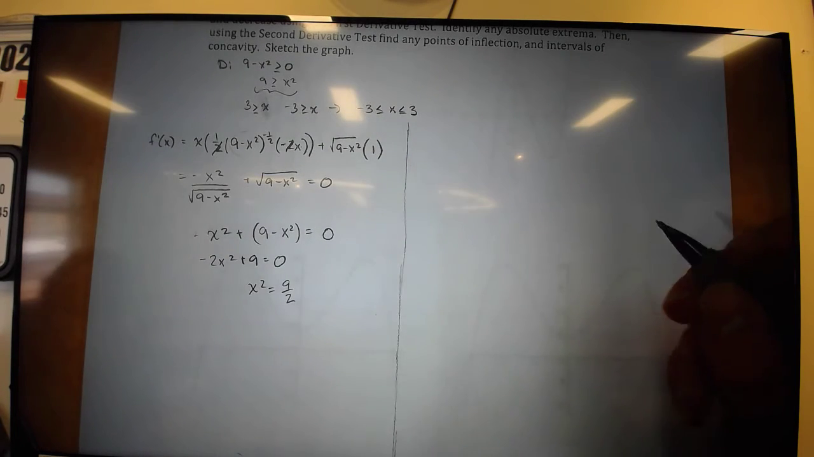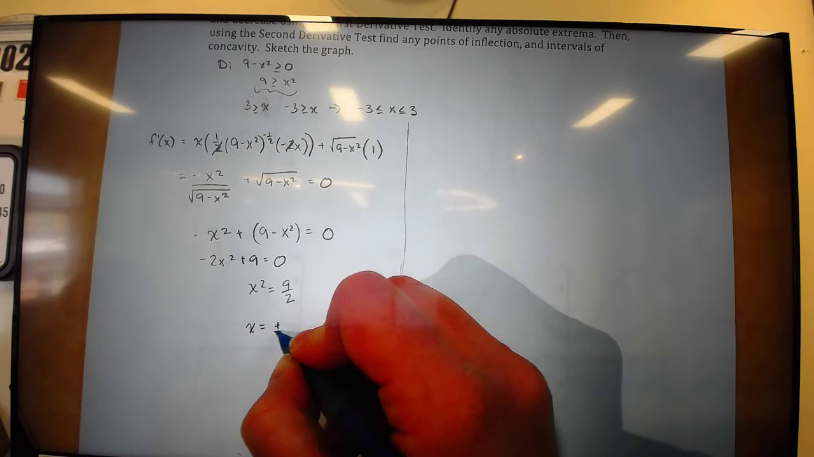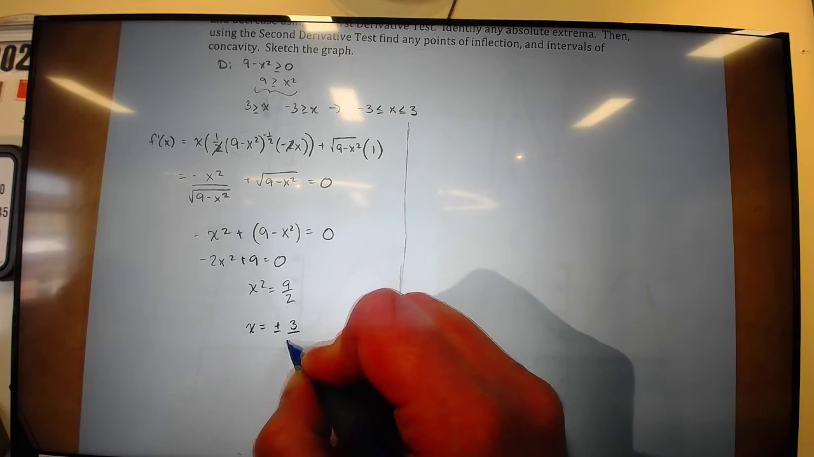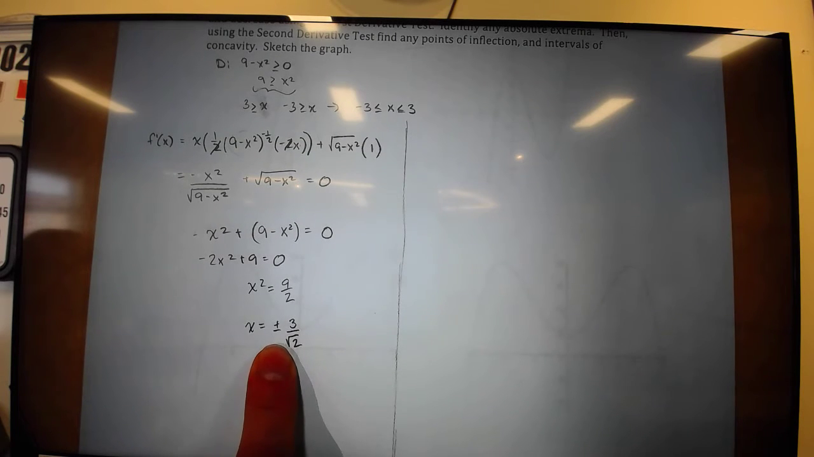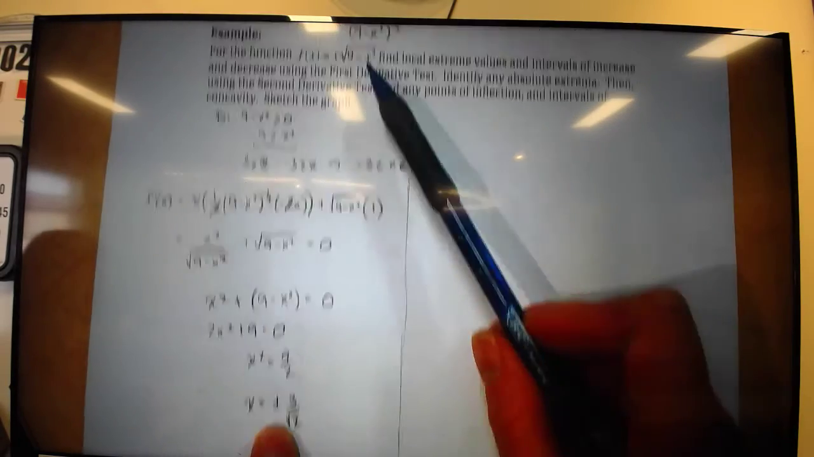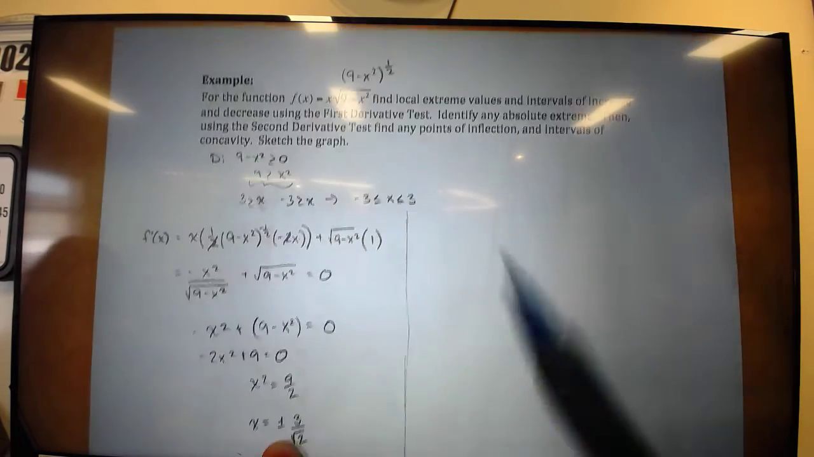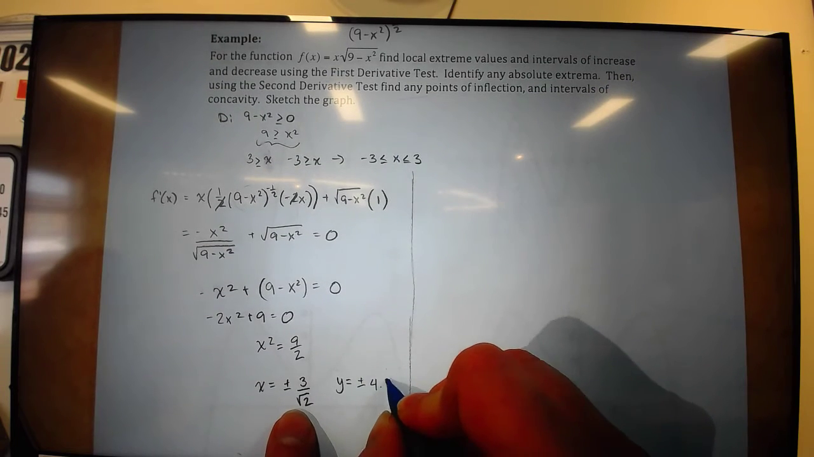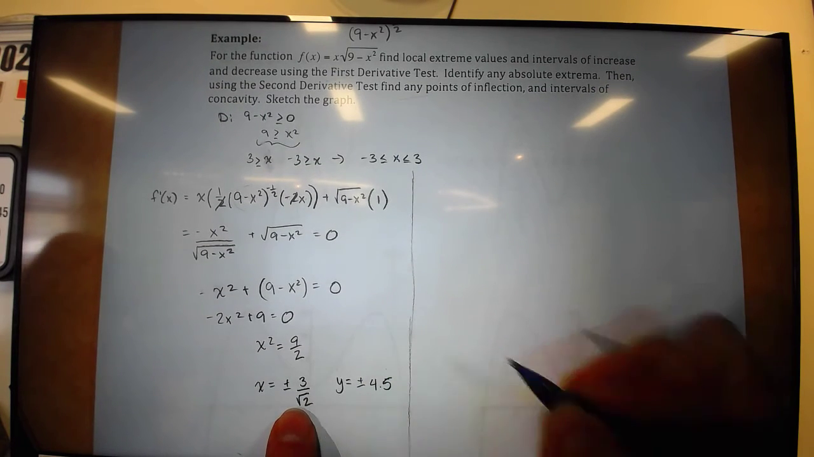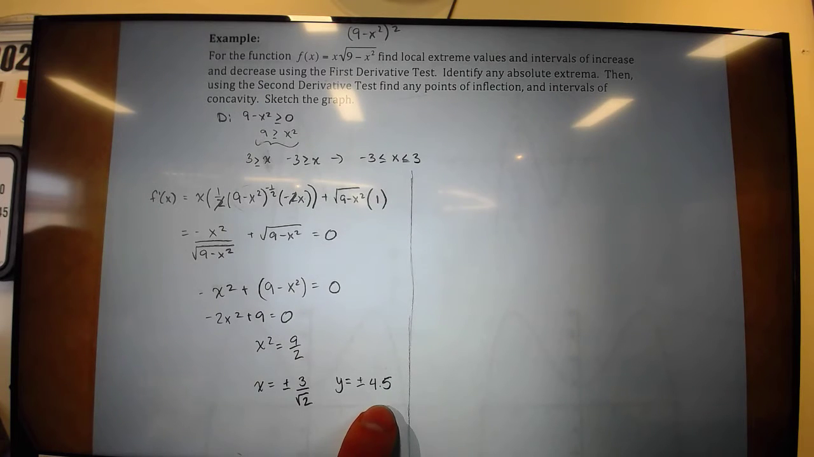Okay, so then x is going to be equal to plus or minus 3 over root 2, because the square root of 9 is 3, and then the square root of 2 is root 2. If we plug either of those two values into our original function up here, then we would get a y value, respectively, of plus or minus 4.5. So again, that's just to give us some plot points for when we sketch the graph later. So that's just plugging those things in, okay?